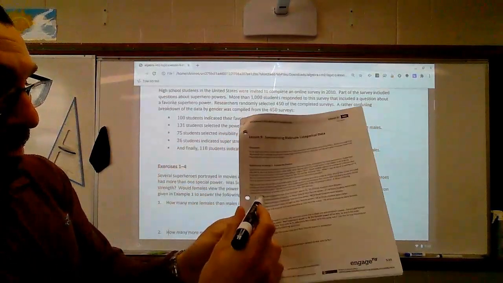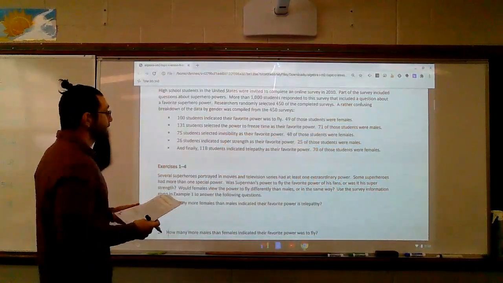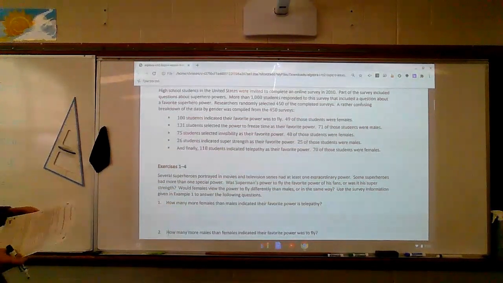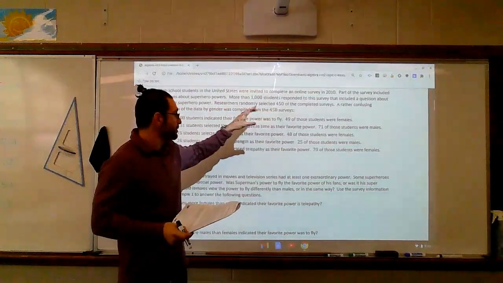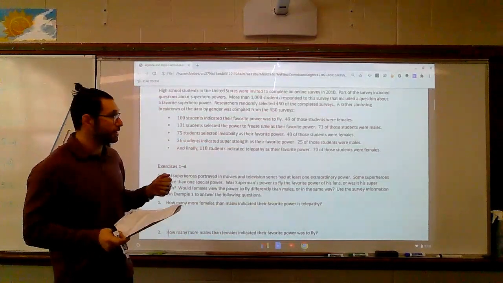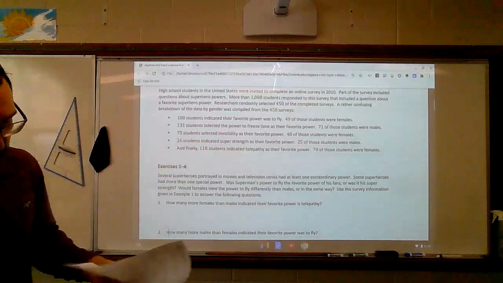We're taking a look at this little section where we've got the 5 dots. It says 100 students indicated their favorite power was to fly. 49 of those were female. 131 students selected power, blah, blah, blah, blah. There was 450 total students. We need to figure out a couple different things. What categories were they in? How many were male? How many were female? What kind of stuff do we know?